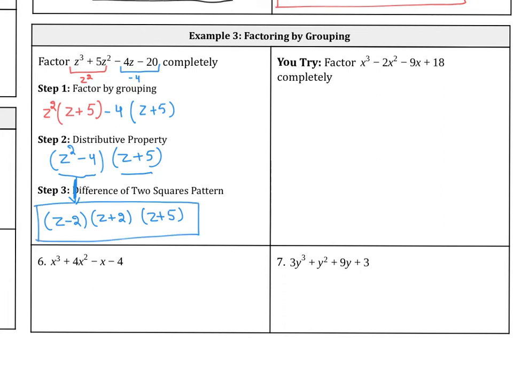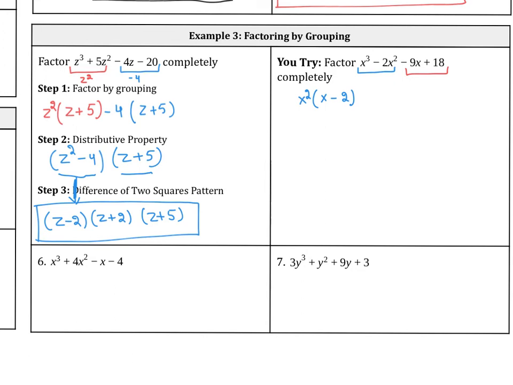Now we're going to try the problems. So I'm going to make two groups. One is this with the blue color and the other one is with the red color. You're going to find the GCF, or the common monomial, for the blue one. So you can see that x squared is common. Inside you're left with x minus 2.